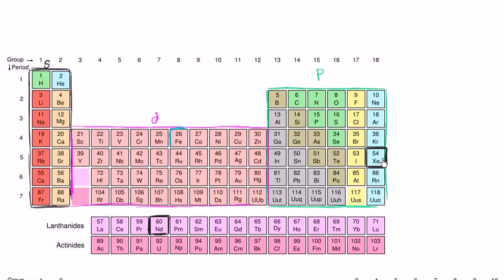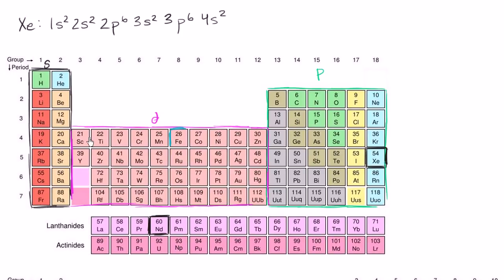I encourage you to actually pause the video and try to come up with the electron configuration for xenon on your own. So I'm assuming you've had a go at it, so we can just go through it. So it's going to be 1s2, then we go to the second period, 2s2, and then we're going to the 2p subshell, so 1, 2, 3, 4, 5, 6, 2p6, then 3s2, then 3p6, then we go 4s2, and now we are in the D block.